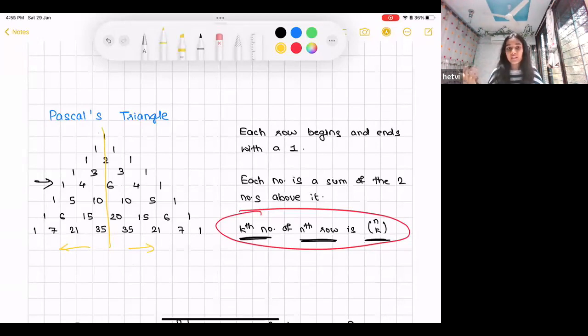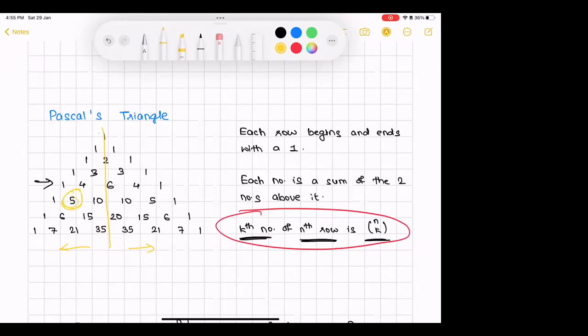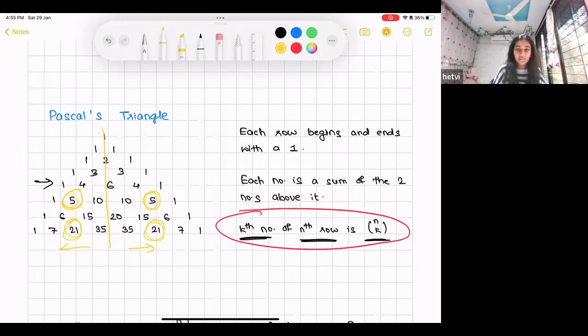Dwani, that's true, but why are there no equal numbers? Like, why is this? Why do you get 5 here as well as here? Why do you get 21 here as well as here? Why does that happen?